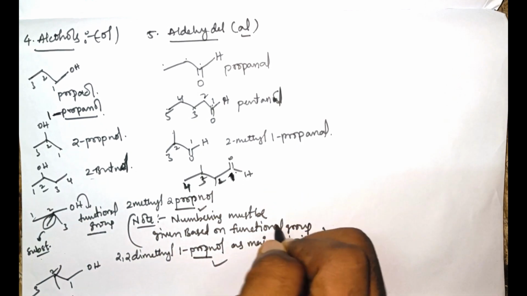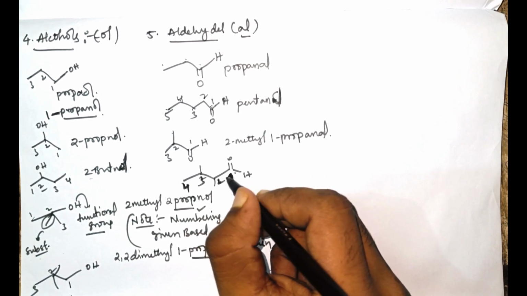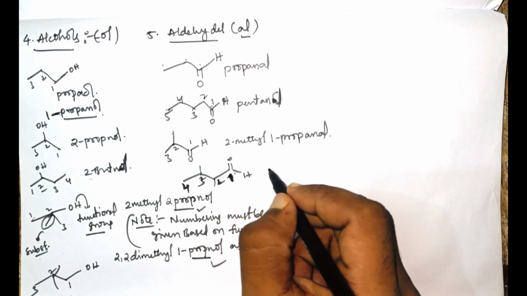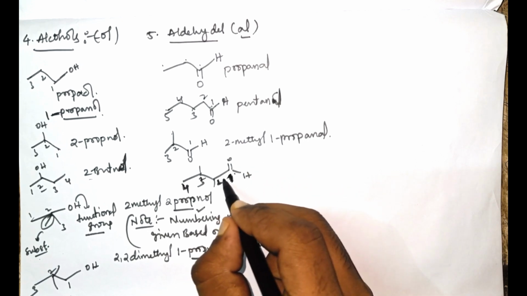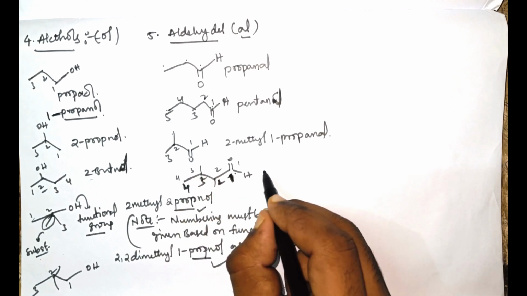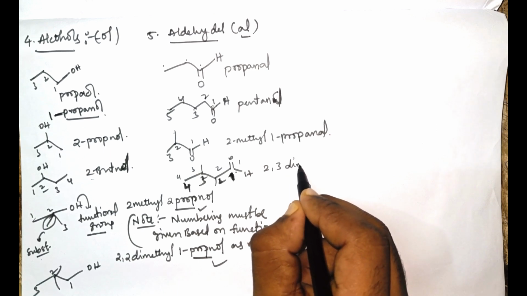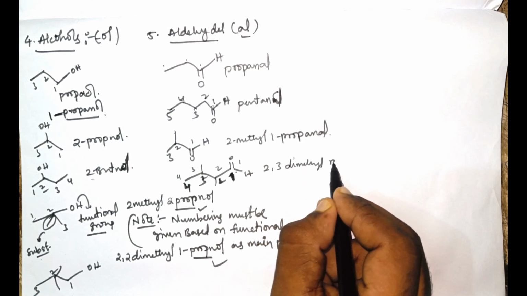As I've told you, functional group should be the major priority, and as numbering is given in this manner, now let's write the name. 1, 2, 3, 4. It's like 2,3-dimethylbutanal.